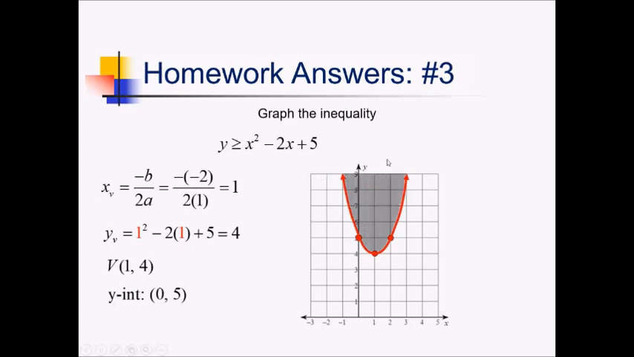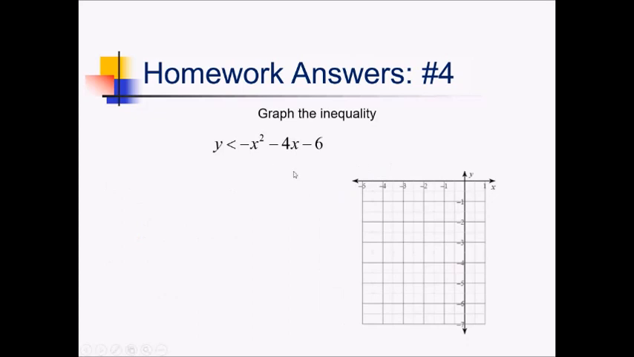And we're done. To graph this inequality, let's start by getting the vertex. So let me use x equals negative b over 2a to get the x value of the vertex. So we've got negative 4 for that b value over 2 times the a value, negative 1 right here. So that's positive 4 over negative 2, which comes out to negative 2.